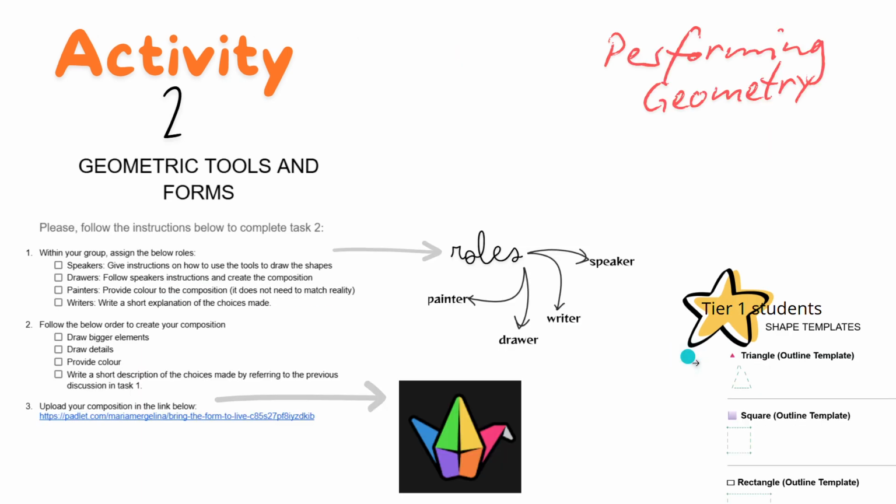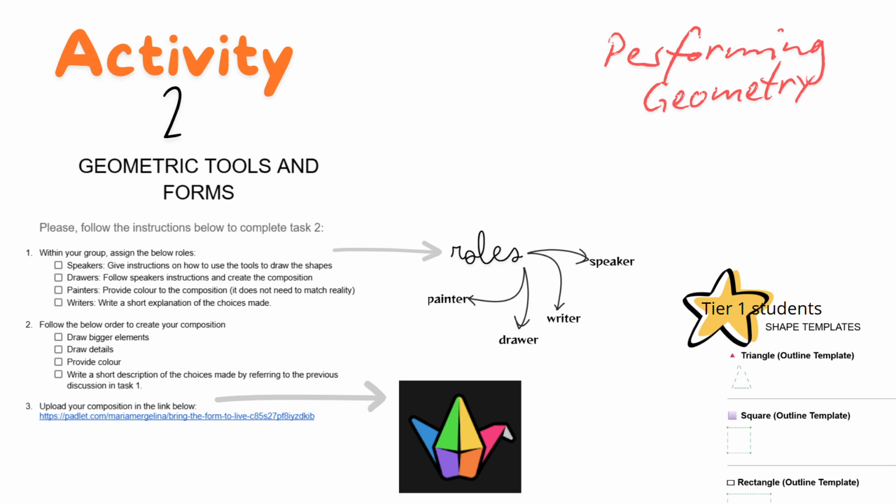In activity number 2, students will have to assign their roles: speaker, drawer, painter, and writer, and they will have to create a composition. Tier 3 students are recommended to perform speaker and writer roles. The speaker's task is to give instructions to drawers and painters to use the tools and create the composition. And writers will have to write a short description of their composition by explaining the choices made to create these compositions. Drawers and painters follow instructions given by speakers and create the composition.